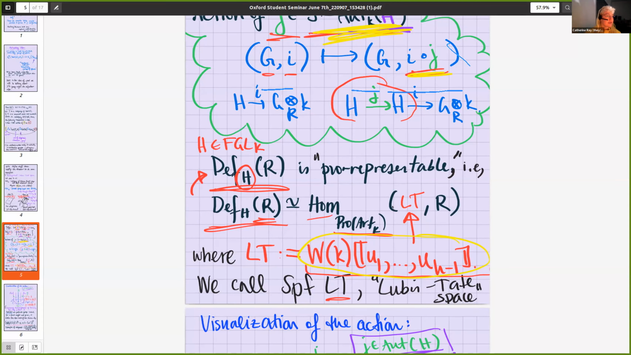And the space of interest is the spectrum associated to this power series ring. Now, if you've never seen Spuf before, it is essentially just Spec, but for power series rings. When you take colimits of Spec, it doesn't behave well. And so we take instead this thing called Spuf, which remembers the topology of this limit on rings.